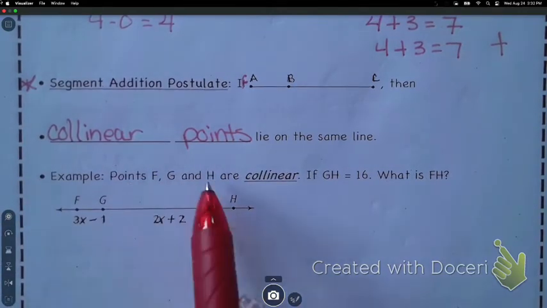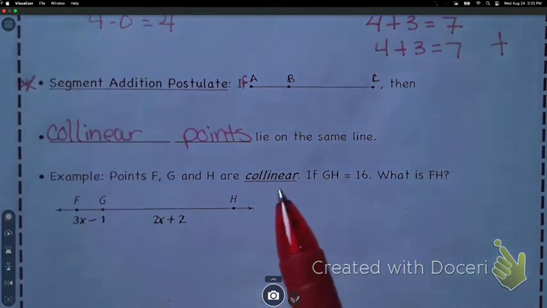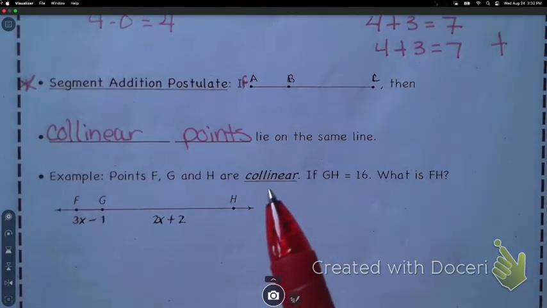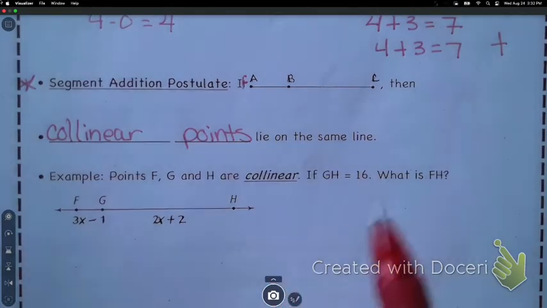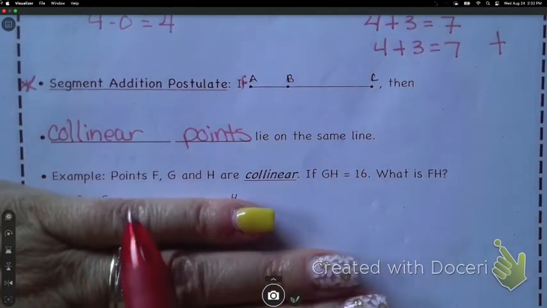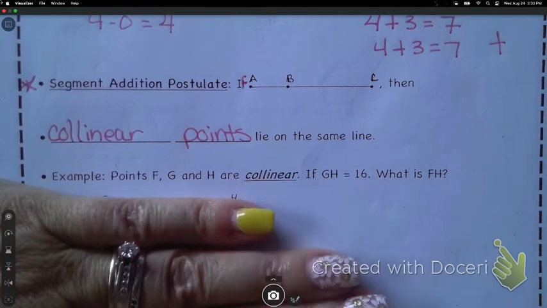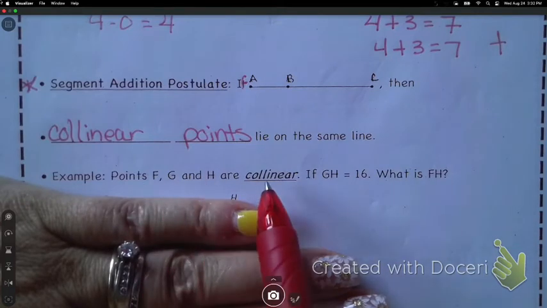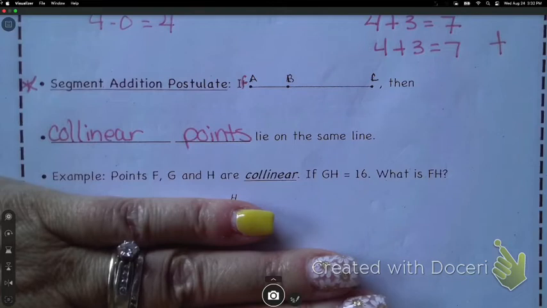Okay, so here's my example. Points F, G, H are collinear. What does that mean in your brain right now? 1 line. Because they're not going to give you this picture. They're going to say F, G, and H are collinear. That's what they're going to tell you. If they don't tell you otherwise, like any weird order, you are assuming alphabetical order from left to right. Got me? Okay, so F, G, and H are collinear. Same line. So I draw a line on my paper and I label it F, G, and H.